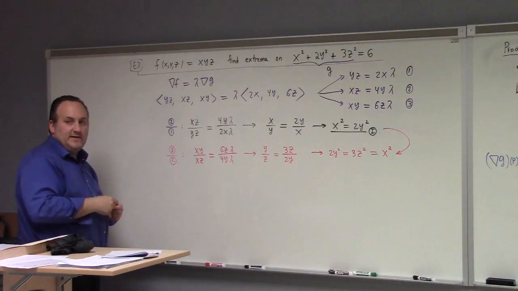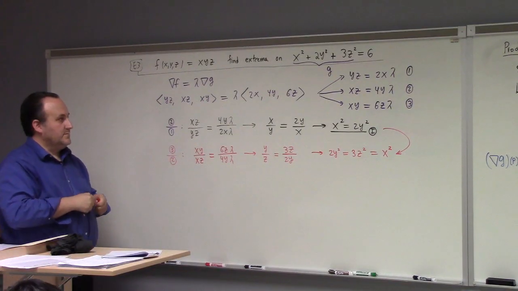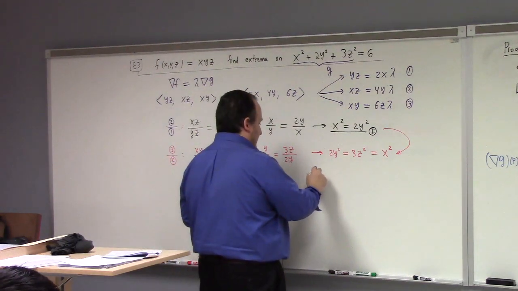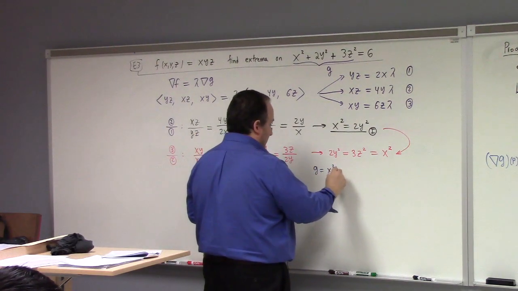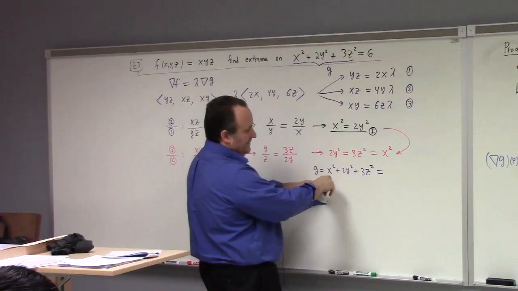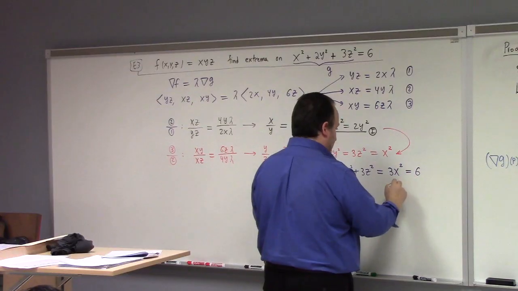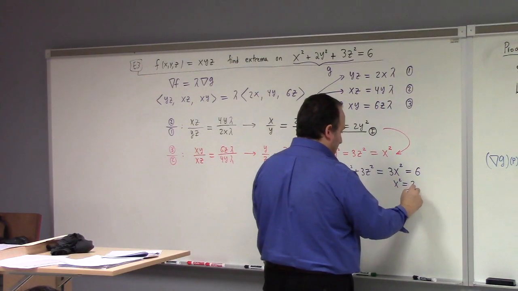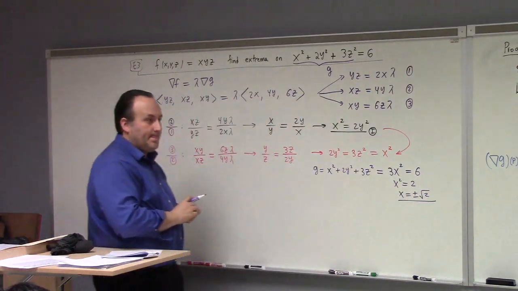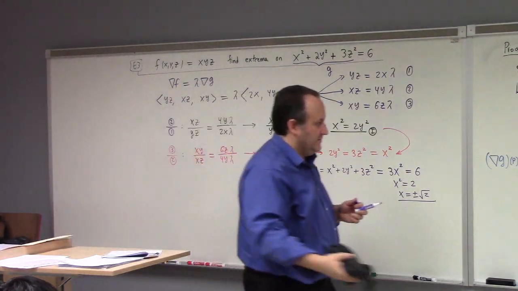I think we have everything we need. Yes, sir? Mm-hmm. So, going back to the constraint equation, my g is x squared plus 2y squared plus 3z squared, but that's actually an x squared, another x squared, and 3x squared equals 6, which tells me that x squared is equal to 2. So therefore x is plus or minus the square root of 2. And if x is plus or minus the square root of 2, what's the rest of it?